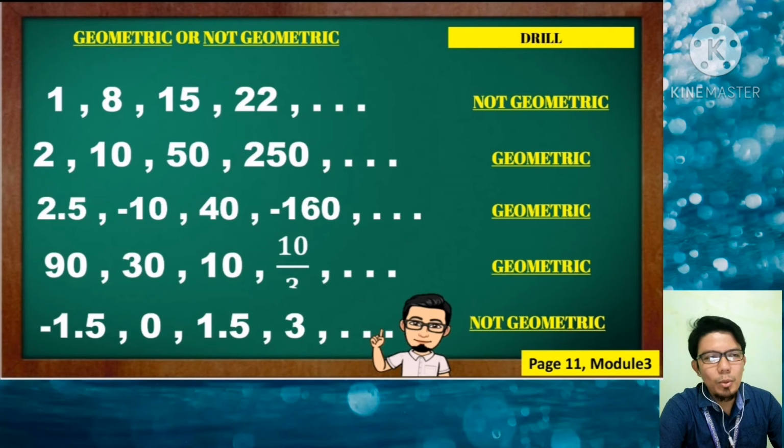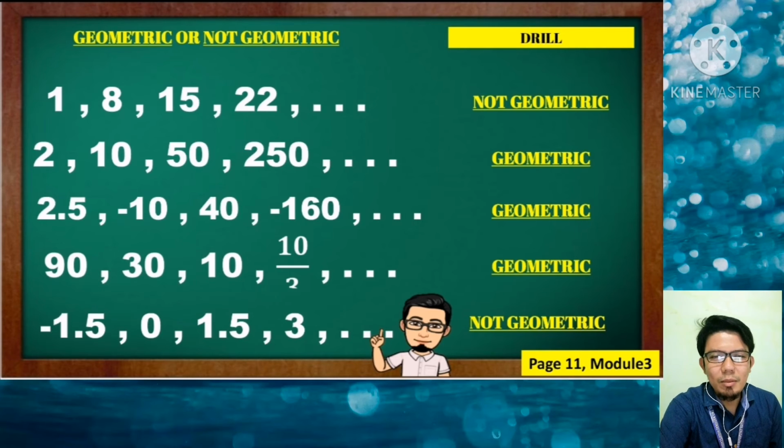Let's have item number 1. We have 1, 8, 15, 22. If we analyze, there is no fixed or constant number that we can multiply to 1 or 8, 15 to get the next term. So item number 1 is not geometric. There is no common ratio.